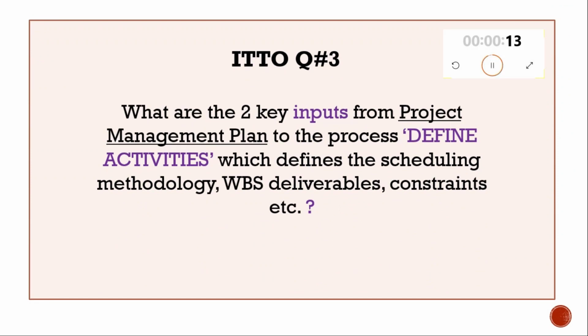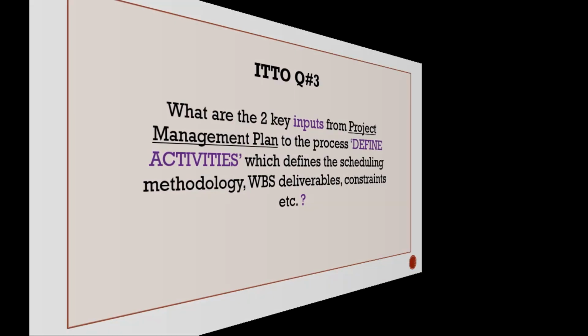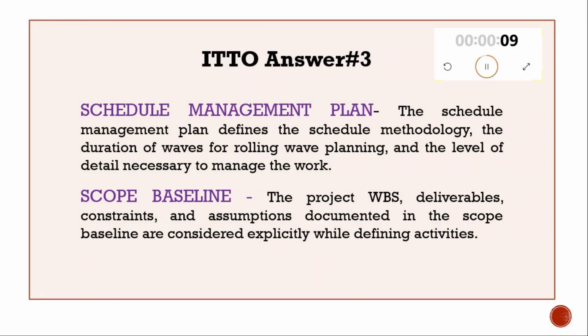ITTO question 3. What are the two key inputs from the project management plan to the process define activities, which define the scheduling methodology, WBS deliverables, and constraints? Answer number 3: schedule management plan and scope baseline. Check the slide for more details.